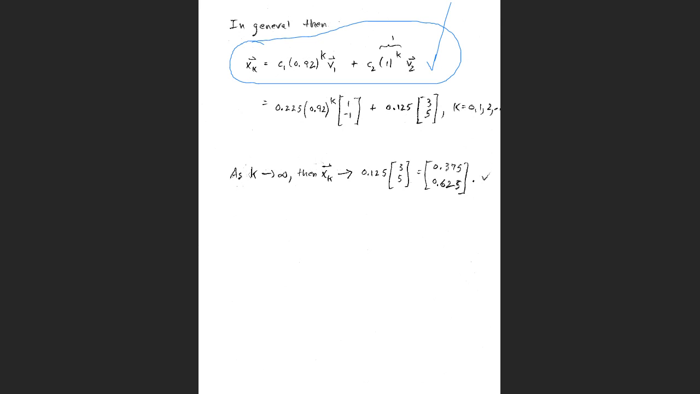Now, at this point, I didn't put in C1 and C2, but now I'm going to put them in, because now I have my formula and I know what C1 and C2 are. C1 is 0.225 and C2 is 0.125. And so this is now my concrete formula. And as k goes to infinity, what's going to happen to 0.92 to the kth power?